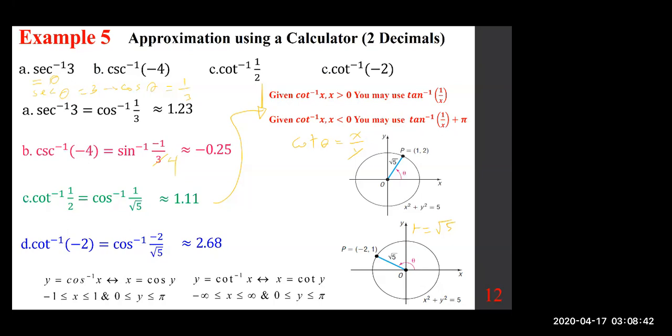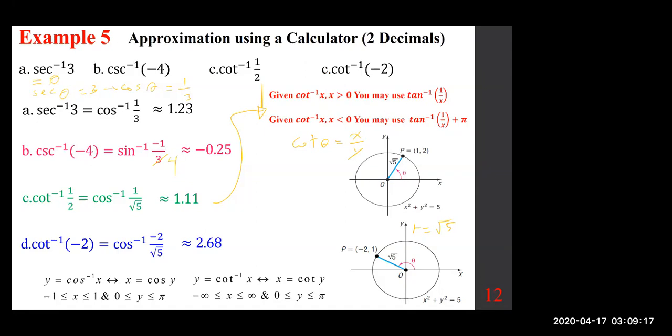But we cannot do it with cotangent. Why not? Because tangent and cotangent use different restrictions. Tangent goes from negative pi over 2 to pi over 2. Cotangent goes from 0 to pi. Because cotangent goes from 0 to pi and so does cosine, the best course of action is to figure out what the cosine value is given the cotangent. Okay, class?